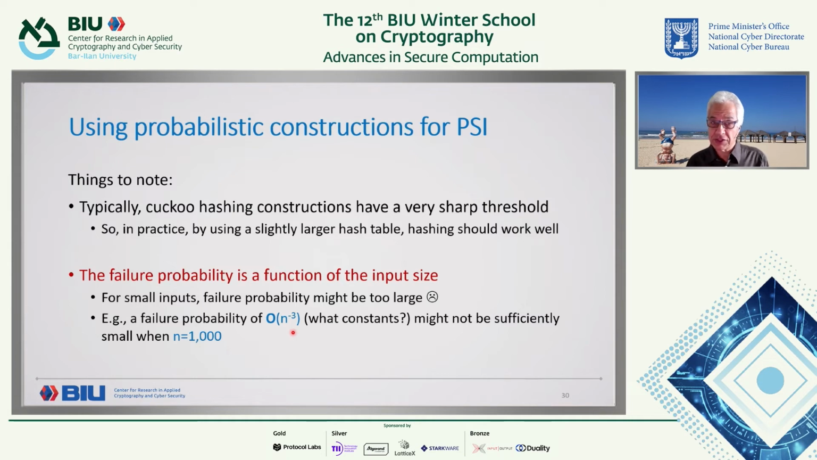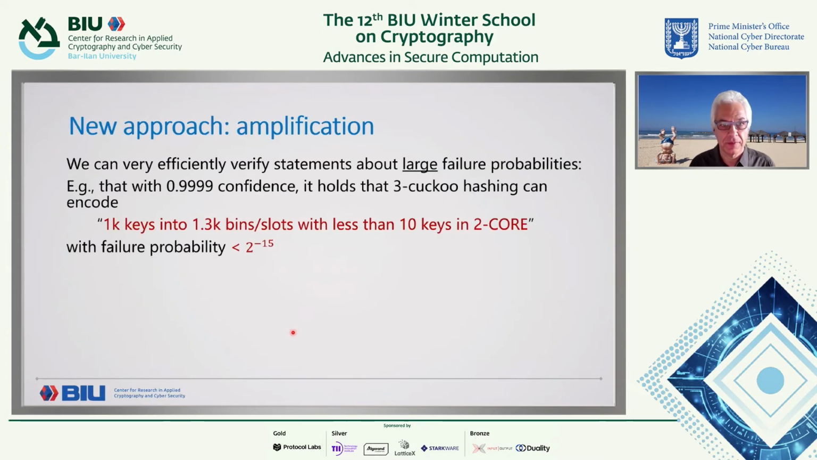But these hashing techniques don't work for small input sizes. Okay, so the new approach is amplification. We cannot run an experiment to verify a failure probability of 2 to the minus 40, but we can efficiently verify statements about large failure probability, okay?